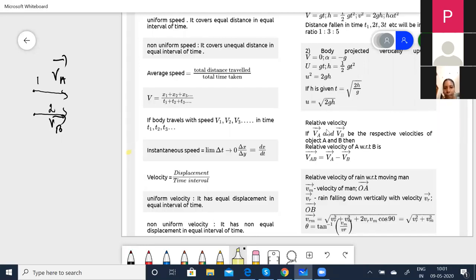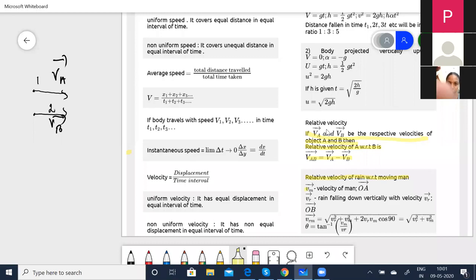See, if VA and VB are the velocities of object A and B, then relative velocity of A with respect to B is given by VA minus VB. So whenever we write VAB vector, it means they are relative to each other and it is given by VA minus VB. Okay. So now you all would have experienced rainfall. So what is going to be the relative velocity of rain with respect to a moving man?